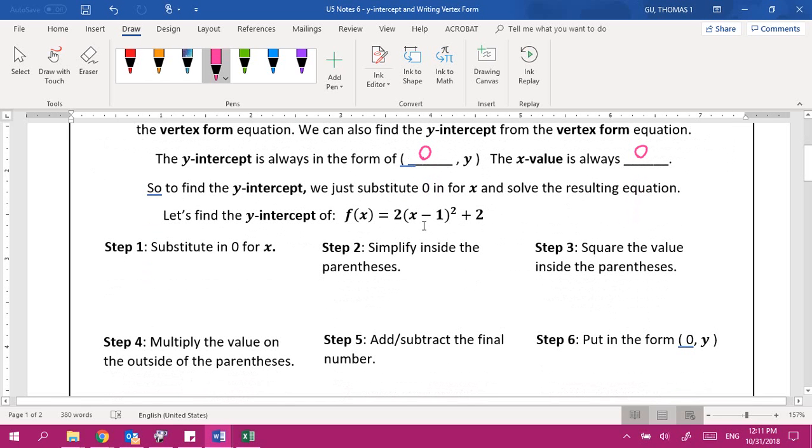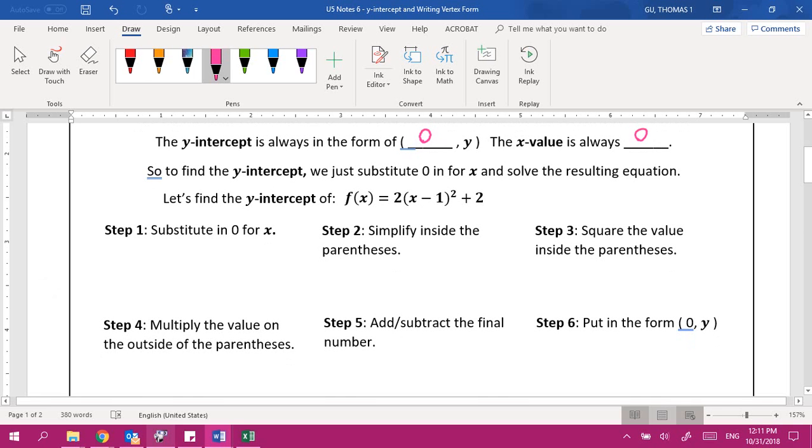Let's say you have the equation f of x equals 2 times x minus 1, quantity squared, plus 2. All right, remember, on the y-intercept, your x value is 0. So what we're going to do is substitute 0 in for x. So look at your equation, and we're just going to replace the x with a 0. So if I replace the x with a 0, what's it going to be? 2 parentheses, 0 minus 1, and then squared, plus 2, right. So we substitute in 0 for x, and then we're just going to solve this equation now.